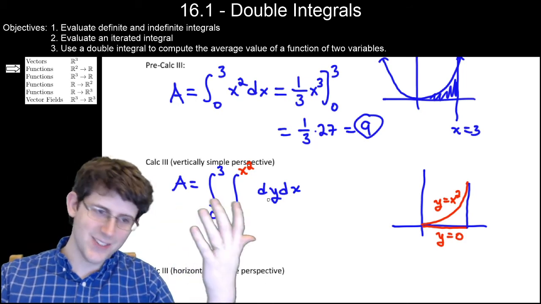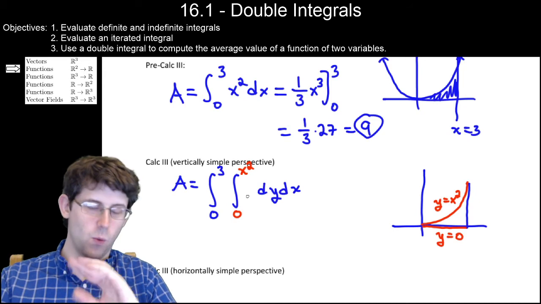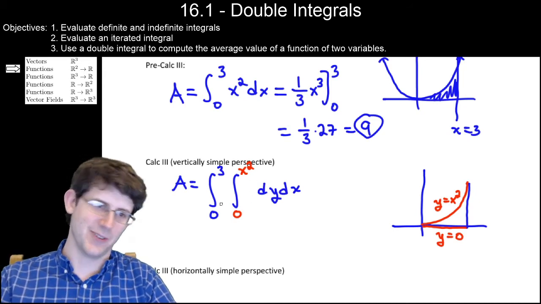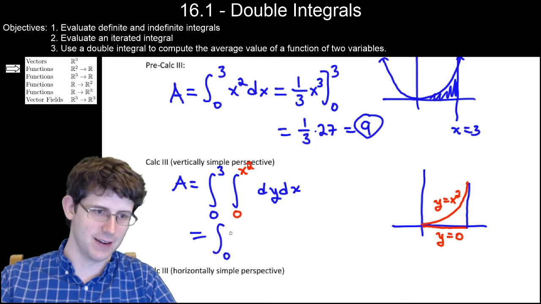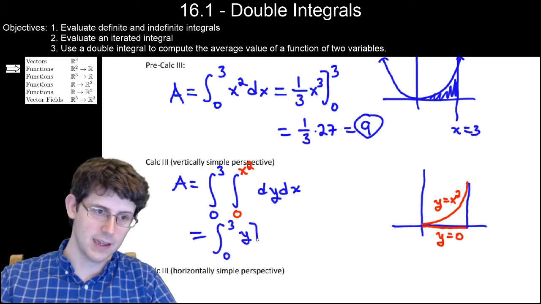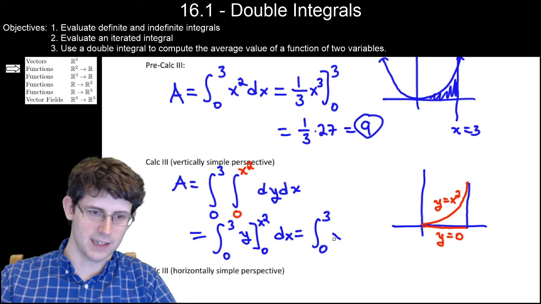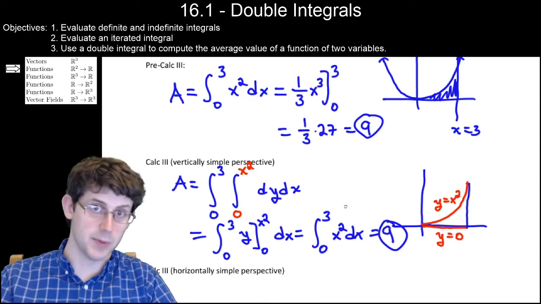This seems like a useless exercise, but I promise it's worth it. You really want to be integrating 1 whenever possible. So actually doing this integral, you end up immediately turning it into the previous integral. It's not that big of a surprise. The integral of dy is y. You plug in 0 and x squared for y, and you get the integral of x squared dx, which we just did. It's 9. So this is the vertically simple perspective.